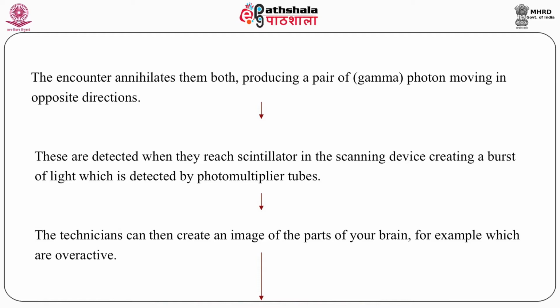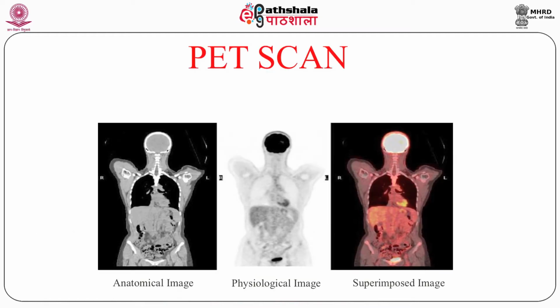Because if you see the energy of the photons, which is 511 keV, if you want to use a sodium iodide thallium-activated crystal, you have to have very thick crystals. But from the sensitivity point of view, detectors like BGO, GSO and LSO are more sensitive as compared to sodium iodide. And here, the two detectors or two heads are not there, but a ring of detectors is there. In this way, the technician can create an image of the parts of a brain, for example, which are overactive. Let us see this particular PET scan.